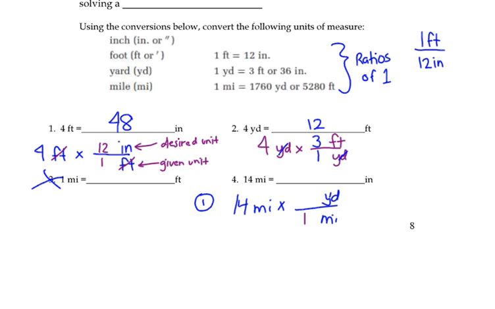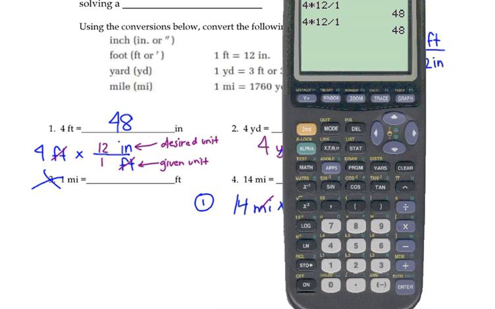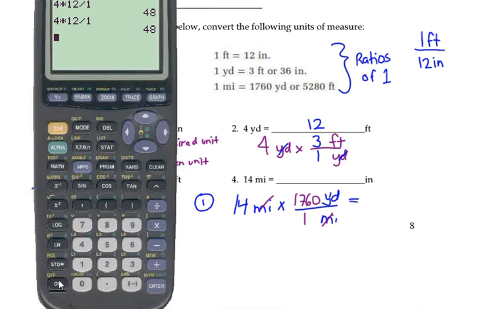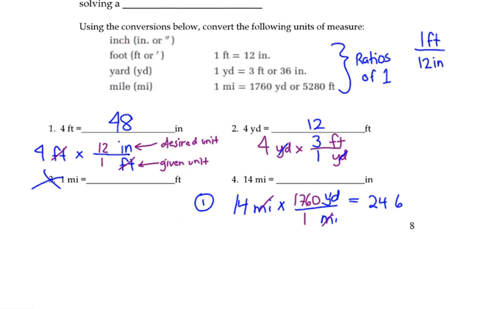In 1 mile, how many yards are there? 60 or 80? 60. I'm thinking of the 5,000. Okay, so we type that into our calculator. Notice the miles will cancel. We're going to be left with yards. Okay, it's so bad. So bad, it's funny. Okay, 24,640 yards.